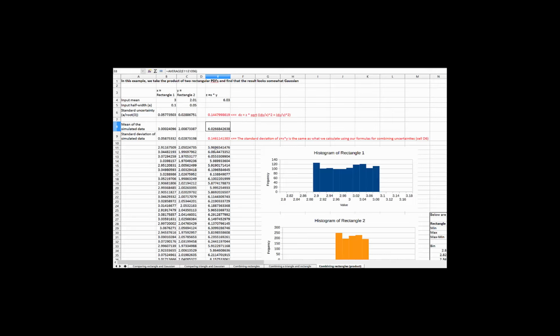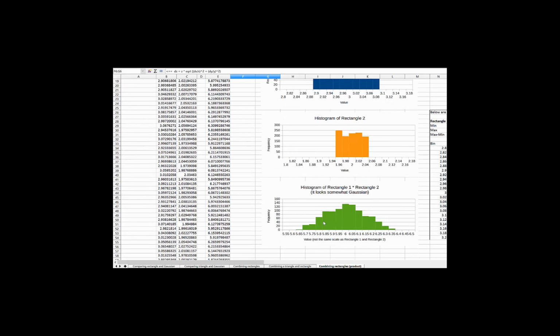roughly 6. So that's the mean of all these data down here. The standard deviation of all these data is shown here. And if I were to calculate the uncertainty, which should be the same as this standard deviation of the simulated data, using our uncertainty propagation equation, this one over here, I get the same value that we have from the simulation. So great, this is working also when we do products, and you see that when I do the product and I histogram it, I also get something that looks fairly Gaussian.